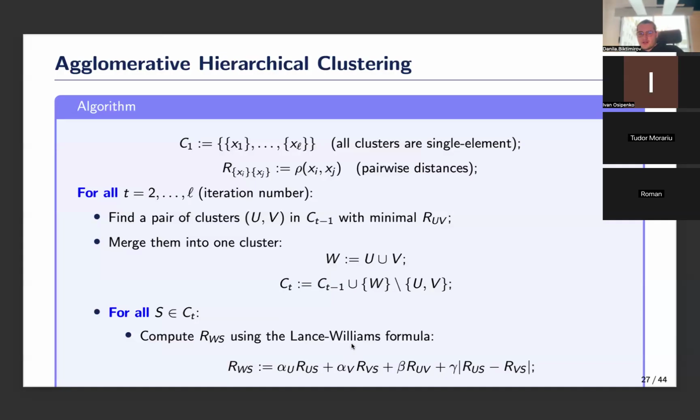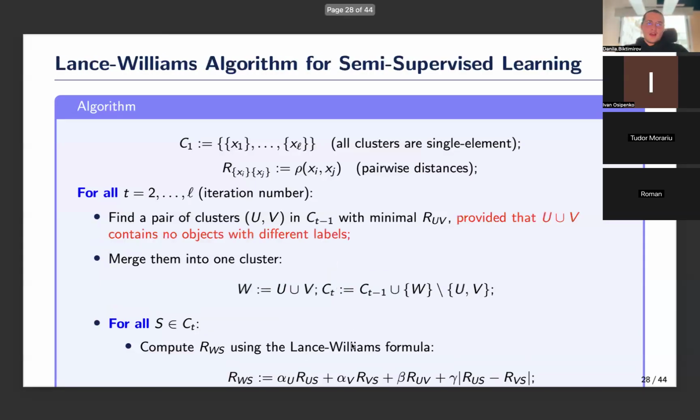Here alpha, beta, gamma are just some parameters. And this formula is very useful for all agglomerative hierarchical clustering. There are many theorems proving that this formula works. We don't want to do this now, but just trust me.